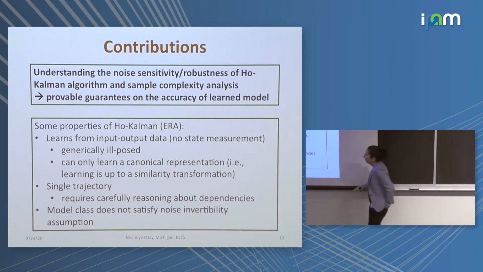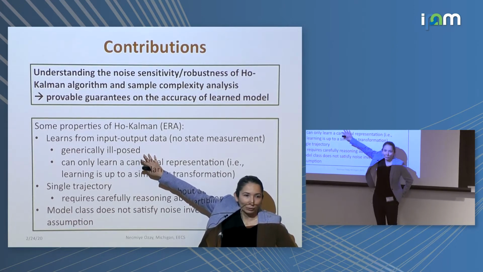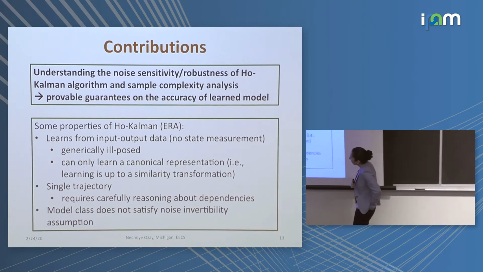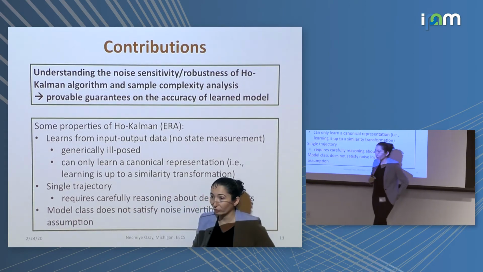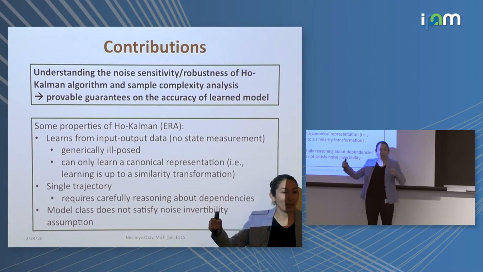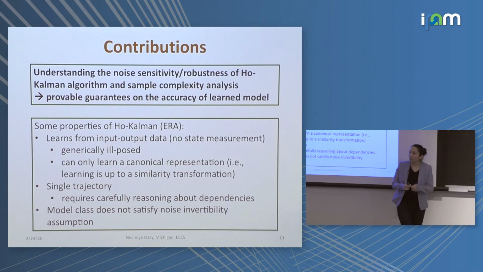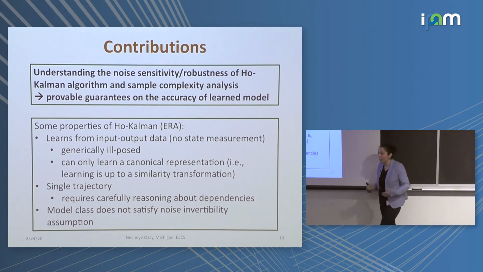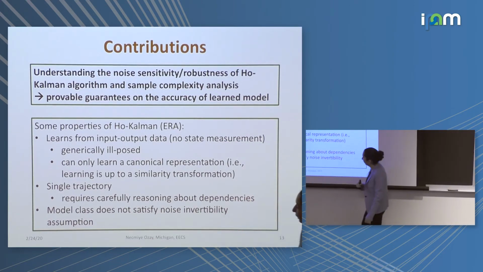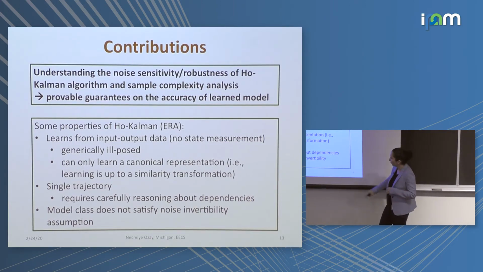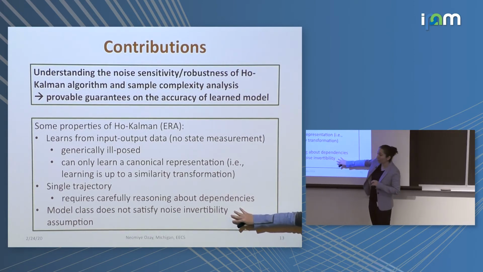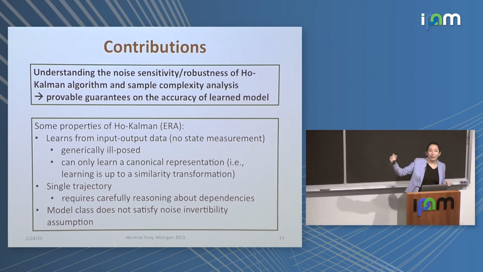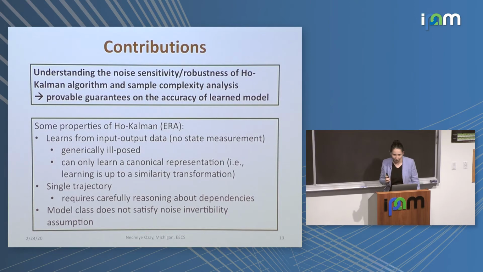Some of the properties of Ho-Kalman, as I said: it learns from input-output data, so no state measurements. This problem is generically ill-posed. I will show you why it is ill-posed, but if you're a control person, you already know. And this is from a single trajectory, so we are observing the data and learning at the same time. We don't have the luxury of collecting multiple trajectories where I might have statistical independence. So I want to do everything from the single trajectory. And as I said, this class of models I am interested in does not satisfy this noise invertibility property, so I cannot use existing results from the control community.